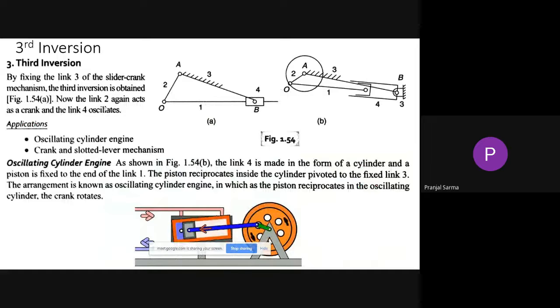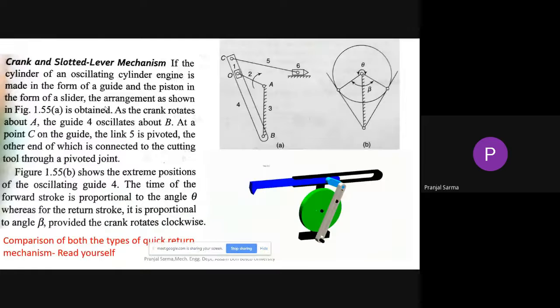Later we have the third inversion and fourth inversion. I told you to go through it. Here also is another quick return motion mechanism, the crank and slotted lever, which is one of the common types of quick return motion mechanism. Your task will be to compare both types of quick return motion mechanism. You can consider this a kind of assignment.